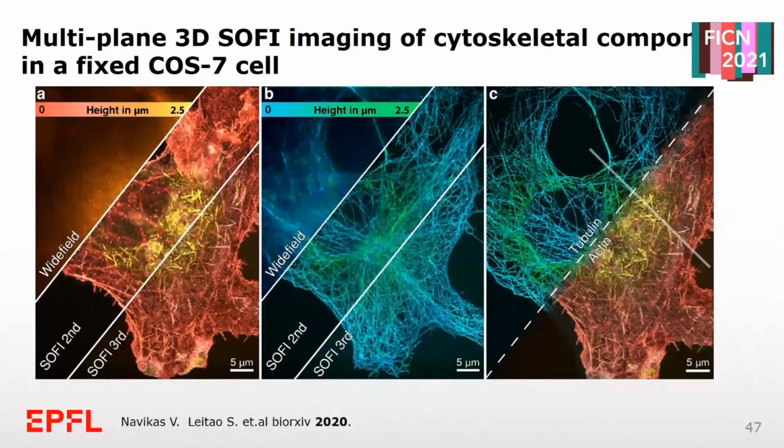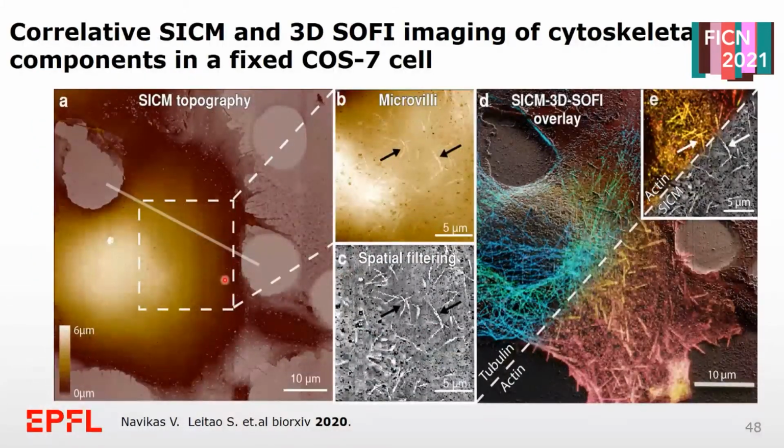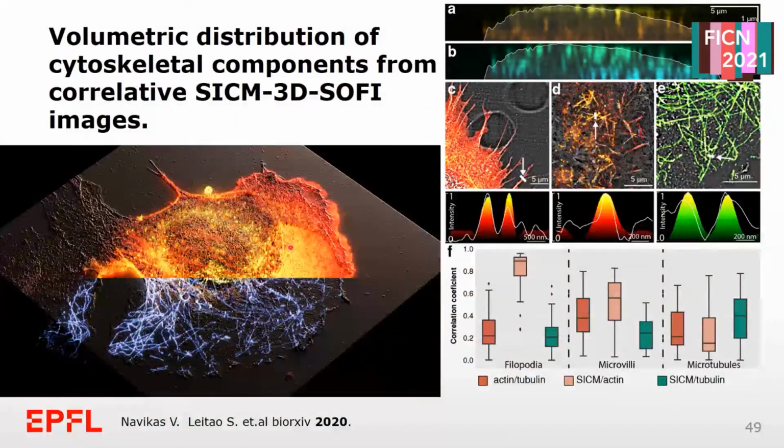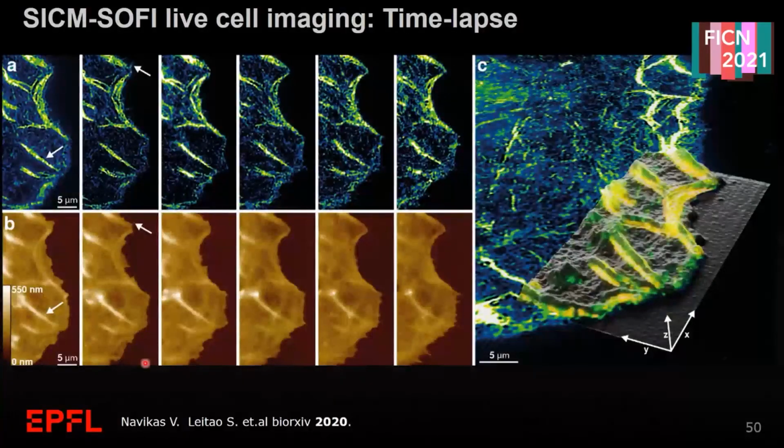So here again, we see second and third order SOFI. The improvement of the resolution can be appreciated from looking at this ugly wide field image, and then doing as well this two color, and then correlating it again with our scanning ion conductance topography. So this really then allows us to do the topographical and volumetric distributions of the cytoskeleton components using these two modalities.